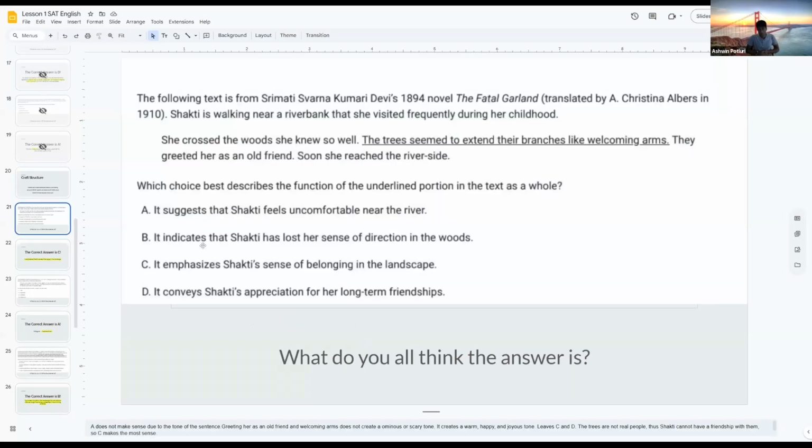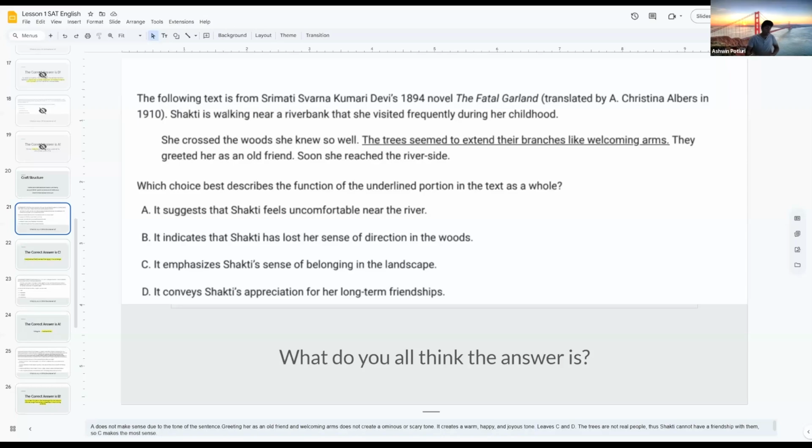So, this is the first question. This is a beginner question. The following text is from Srimati Swarna Kumari Devi's 1894 novel, The Fatal Garland, translated by A. Christina Albers in 1910. Shakti is walking near a riverbank that she visited frequently during her childhood. She crossed the woods she knew so well. The trees seemed to extend their branches like welcoming arms. They greeted her as an old friend. Soon she reached the riverside. Which choice best describes the function of the underlined portion in the text as a whole?